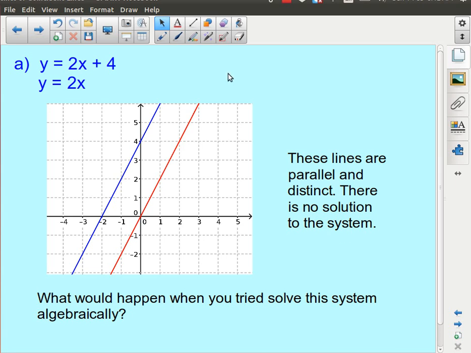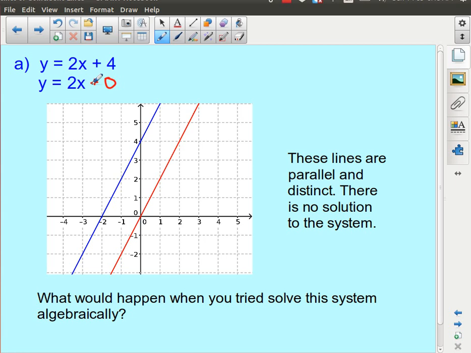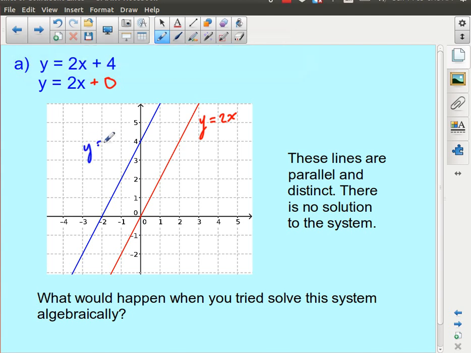Here's the first one, and if you take a look at the actual equations of this system, the two equations, you might notice that they both have the same slope, but the second one doesn't have a y-intercept. But of course it does have a y-intercept, it's just that the y-intercept is 0, and so we don't bother writing plus 0, it's just understood to be there. So that being the case, we end up with these two lines. This is the line y equals 2x, and the blue line is y equals 2x plus 4.